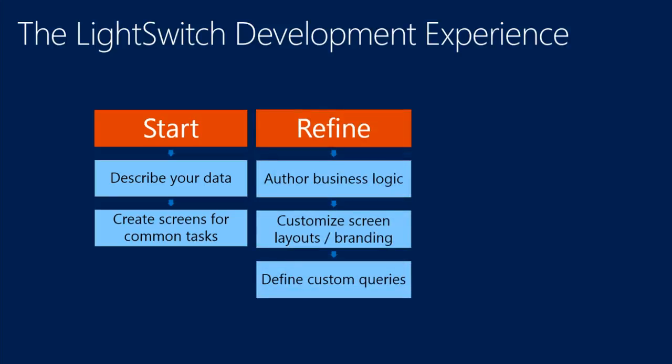Although I've never seen a business app without some code in it, so you are going to end up authoring business logic. There are a lot of hooks in the save pipeline and query pipeline where you can add any type of code you need to do processing on the data. You also are probably going to customize the screens. You're going to do branding, putting logos and such on your application. And then you're probably going to define queries as your data sets get larger, because you don't want the users to see all the data. So those are the three main design experiences: data designer, screen designer, and query designer. And then the coding experience is the editor.